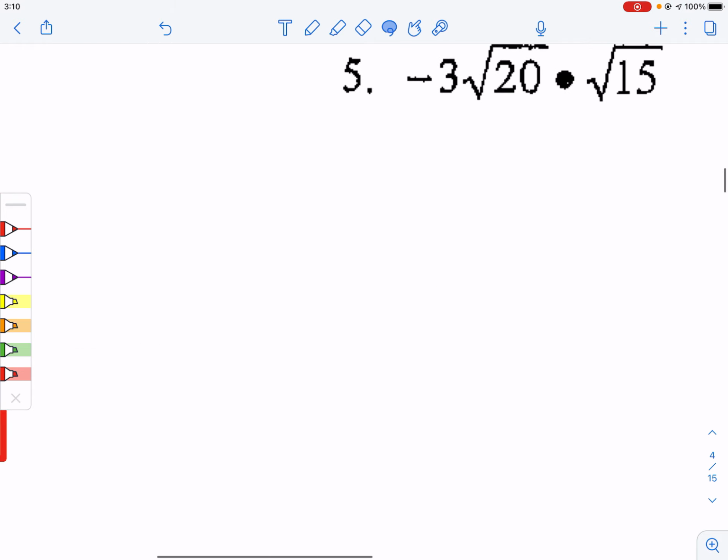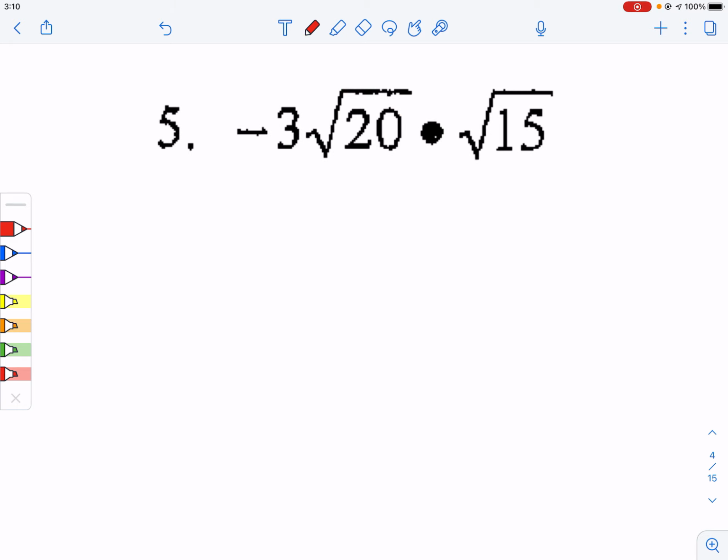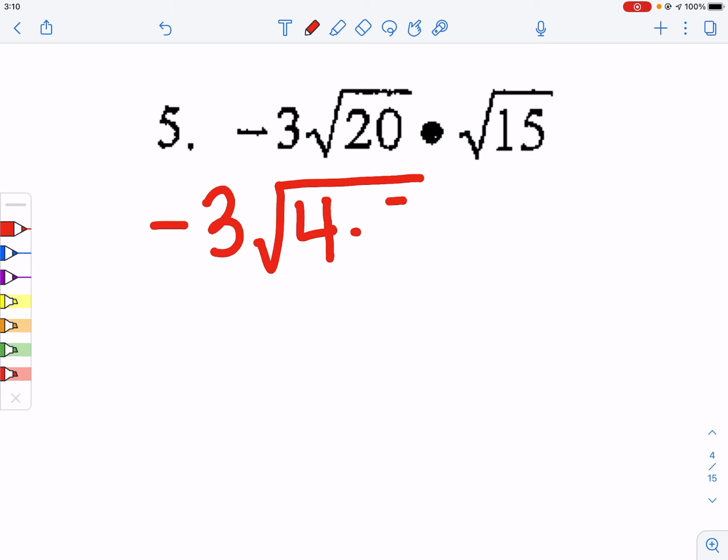Let's take a look at question 5. So for question 5, same thing. You don't have to multiply them together. You can look at this and say, I know that 20 has a perfect square inside of it. I'll go ahead and do that. So I'm going to rewrite this as -3. I'm going to rewrite 20 as 4 times 5. And then I have the square root of 15, but I know 4 doesn't go into 15 and 9 doesn't, and 16 is too big, so I have to stop there.